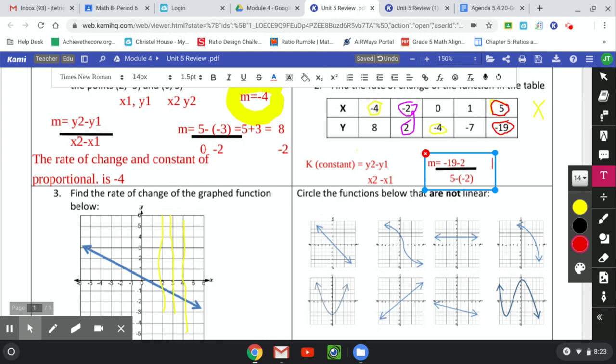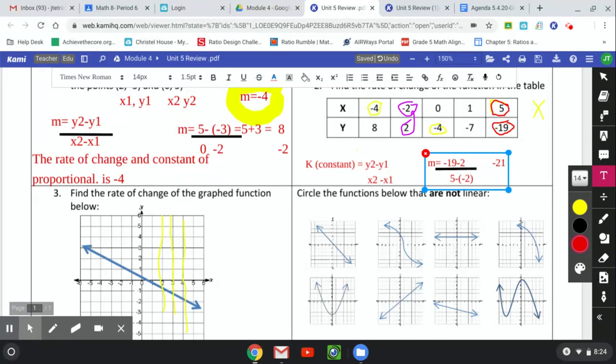So I'm going to take this extra negative value and I'm going to take away 2 more from somewhere else. And guess what? That's going to make me even more negative. So I'm going to be negative 19 minus 2, which is negative 21. And I'm going to divide this by 5 plus, we have 2 negatives together, 7.